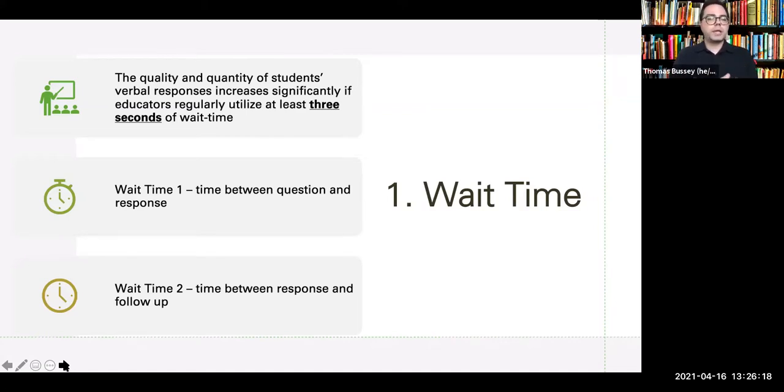So utilizing wait time has been shown to increase the quality of students' responses, because again, they have this time to process what's actually being asked of them. It also increases the quantity of student responses. More students are able to participate in the conversation by just not saying anything. So what I actually tell new teachers to do quite often is they will ask a question and then they have to count to themselves 1,000, 2,000, 3,000 before they say anything else. Just giving that space can be really, really valuable.